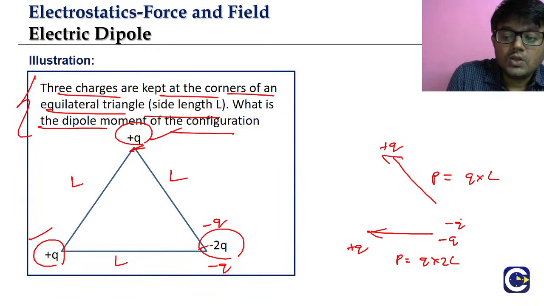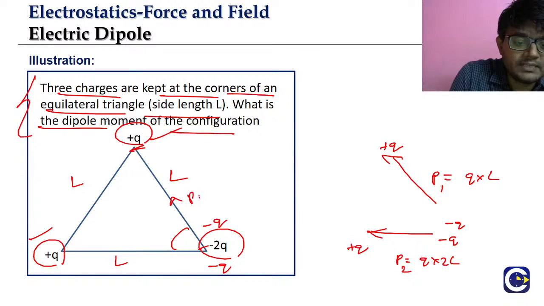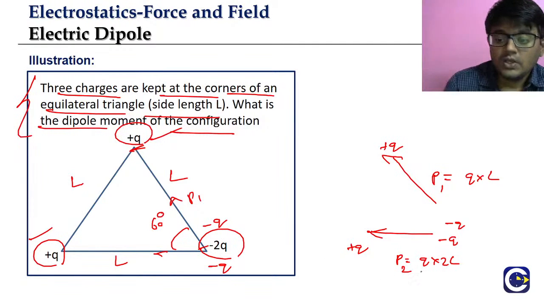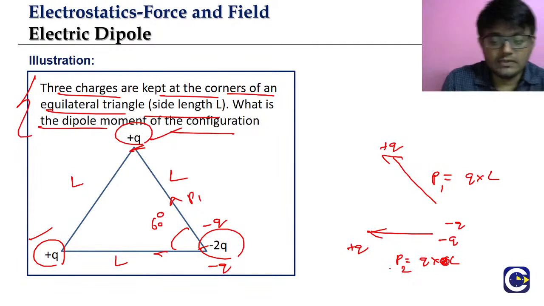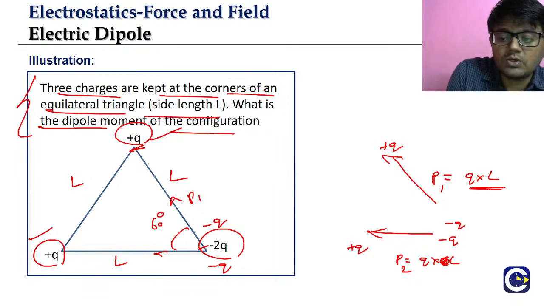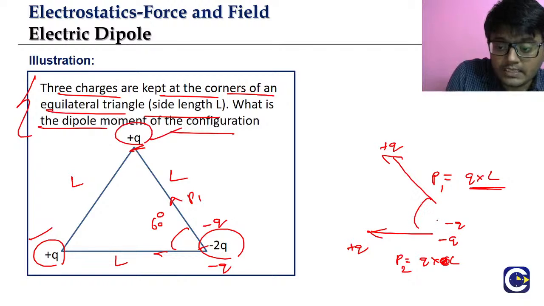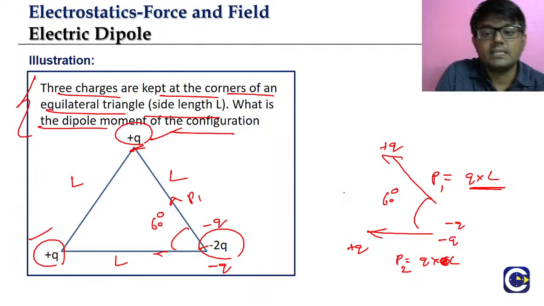So there are two dipole moments, we can call them P1 and P2. What is the angle between them? P1 is on this side and P2 on this side. The angle inside an equilateral triangle is 60. So it is not 2L, it is L. Okay? So P1 is equal to q into L, and similarly P2 is also equal to q into L. The angle between them is 60.